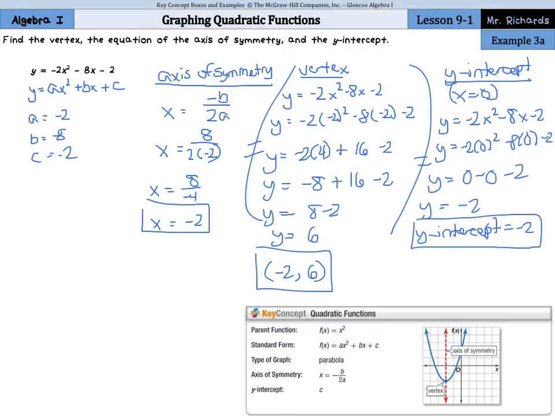The other way is recognizing that my y-intercept in the standard form of a quadratic function is c. Well, if I look back at what my c was, it was negative 2. And sure enough, it was. So that's how we can find the vertex, the equation of the axis of symmetry, and the y-intercept of a quadratic function just given the function itself.